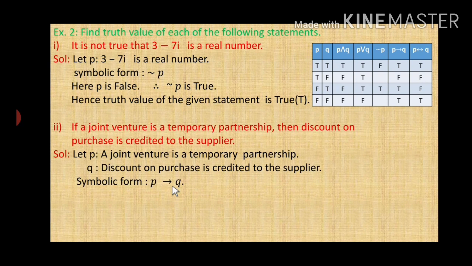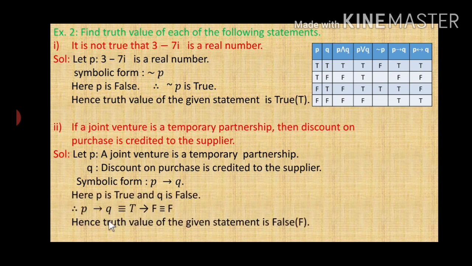Now next step is to check the truth values of P and Q. Correct? Now see, a joint venture is a temporary partnership. This is true. Correct? You have studied this in commerce. Second one is discount on purchase is credited to the supplier. Now this is false. Correct? The discount is given to the purchaser or the buyer, not to the supplier. So over here P is true and Q is false.